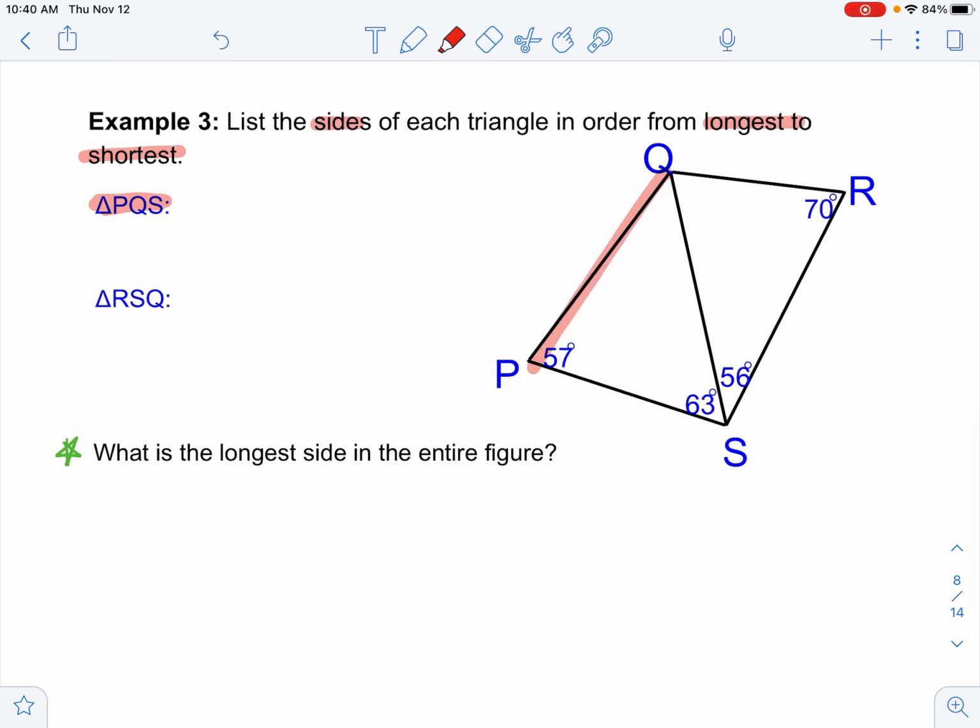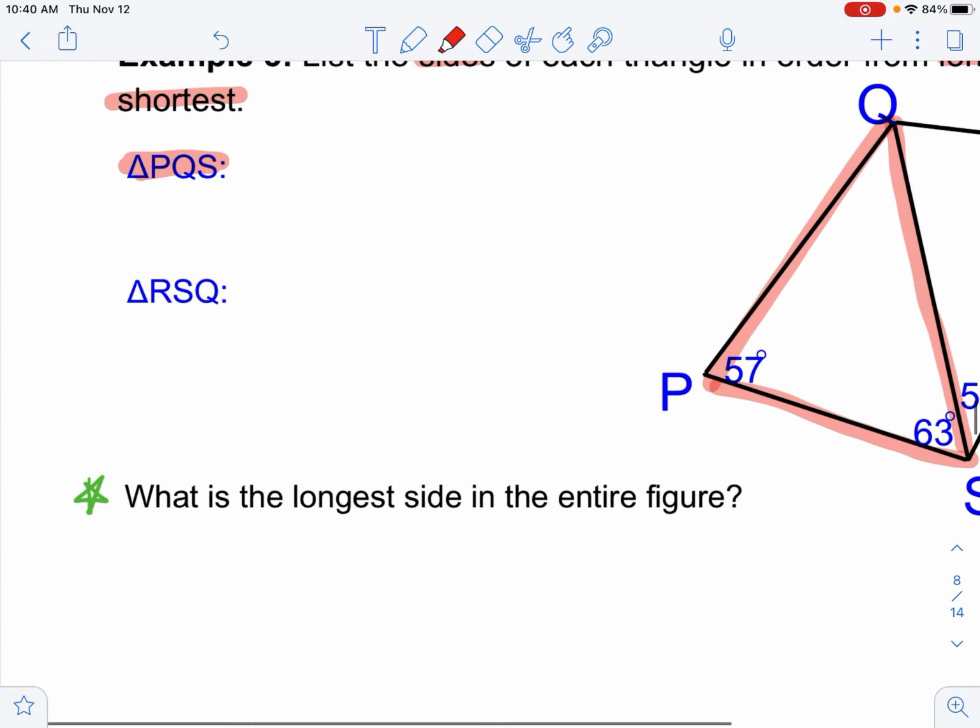So here's PQS. So I'm just going to do this triangle. I'm going to pay no attention to the other triangle right now. I'm actually even going to move it over there. I'm going to find the missing angle. So I'm going to do 57 plus 63, 180 minus that, and that's 60 degrees. Okay, and then I want longest to shortest. So here's 63, the side opposite's the longest, so that's PQ.